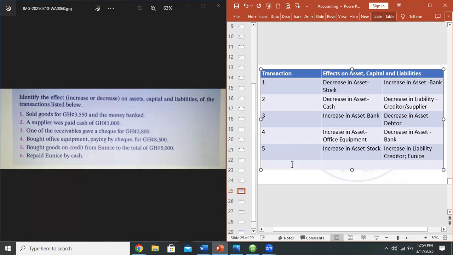And then finally, we're told that we paid Eunice by cash. So the business paid Eunice the money they owed her. If that is the case, there will be a decrease in asset cash, and there will also be a decrease in the liability creditor Eunice.